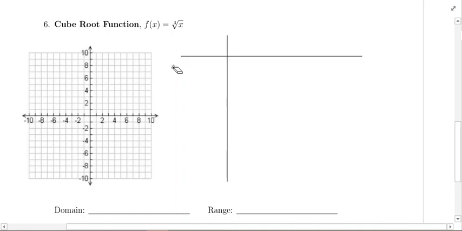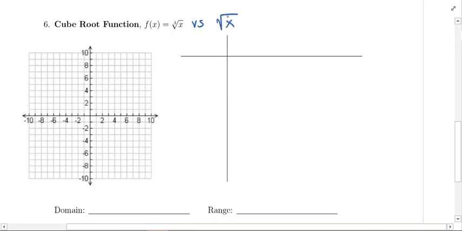All right, so here we go. This is a little different, okay? We've got a radical. We just did the square root of x, but now we've got the cubed root of x. So let's think about the difference here. How does the cubed root of x differ from the square root of x?